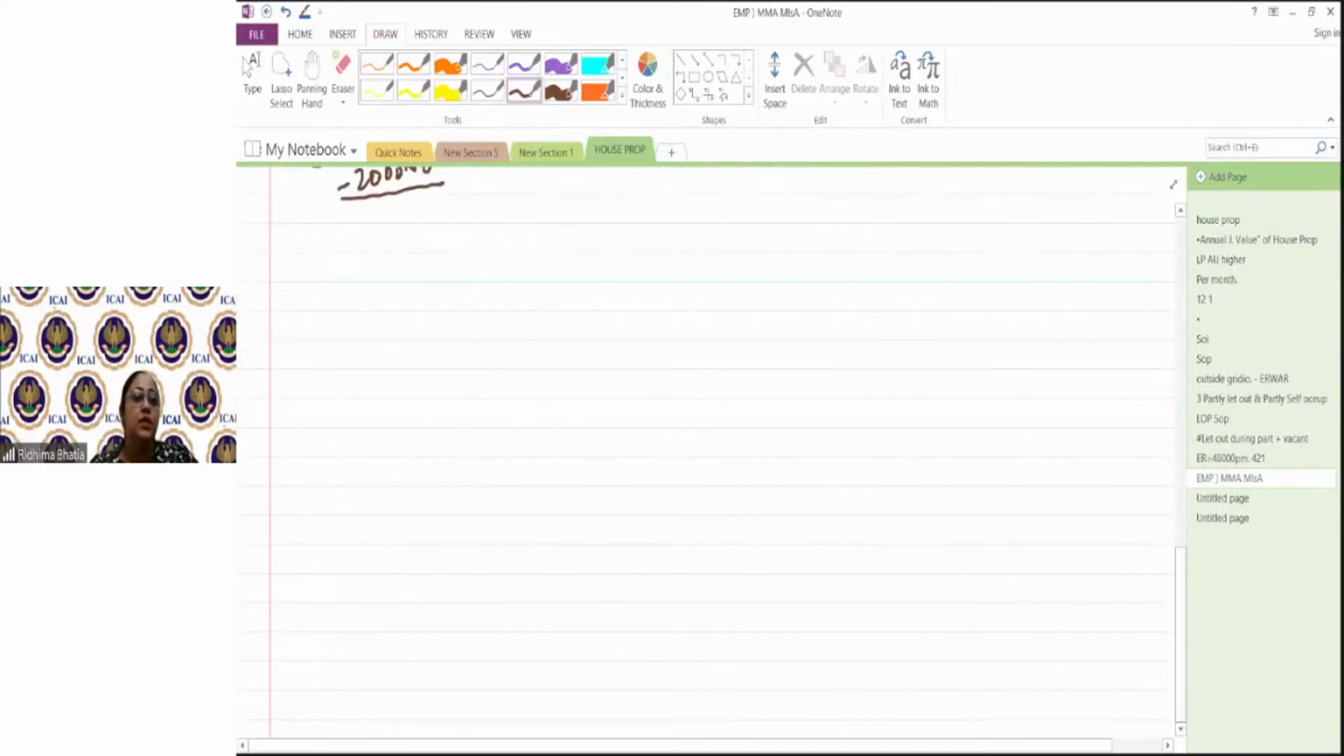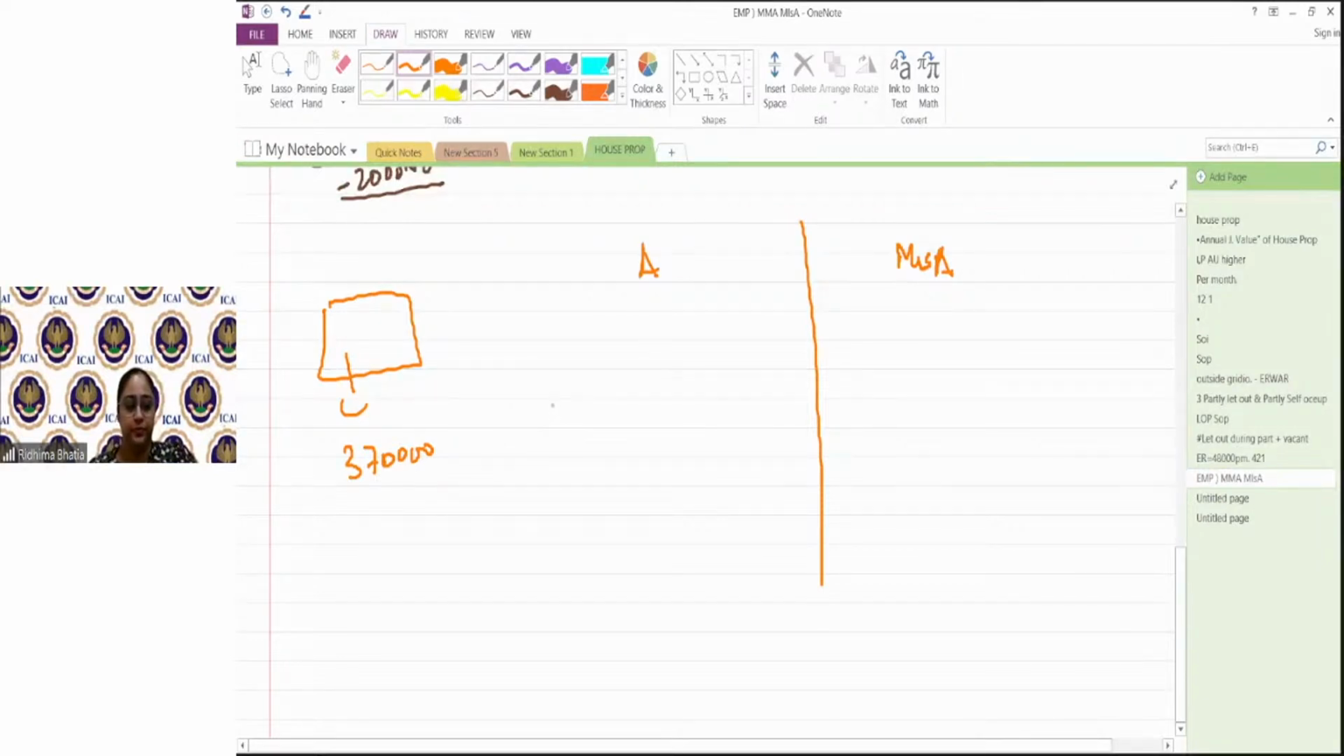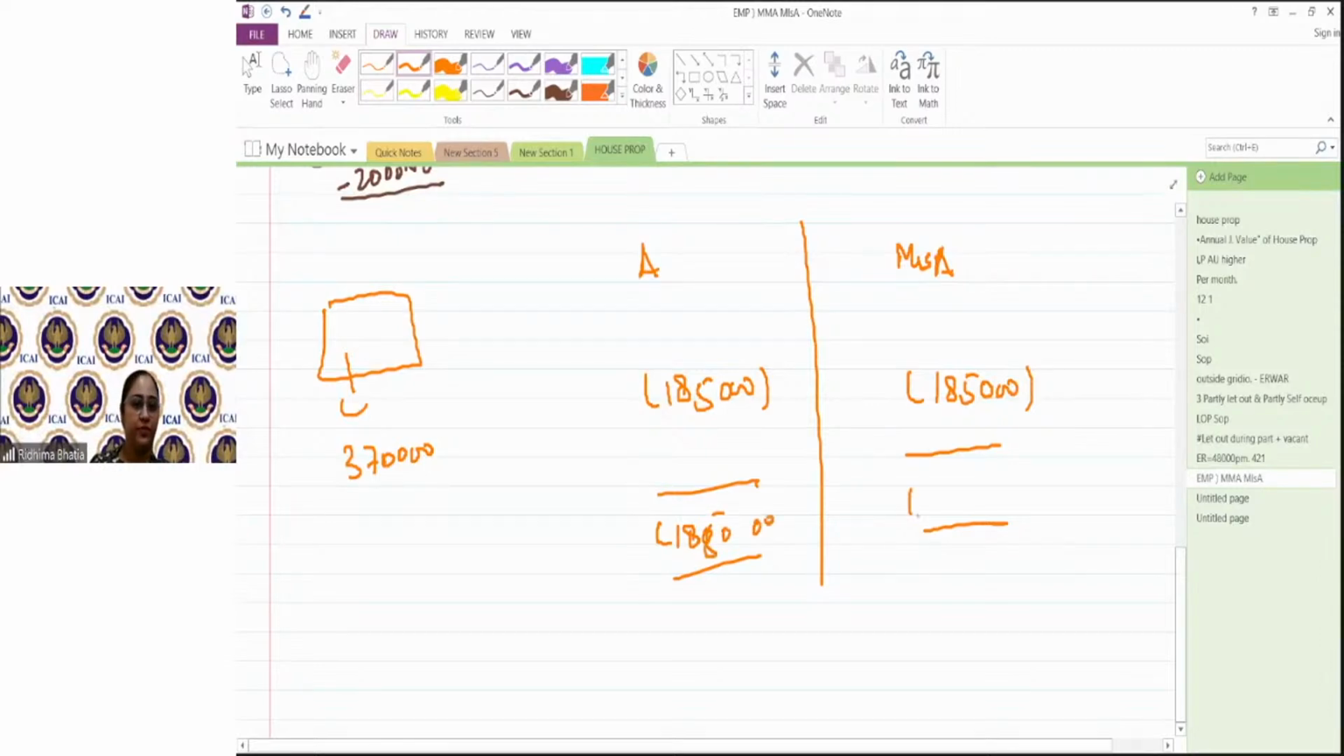Let's do one more example. Suppose the interest on the property is 3,70,000. Now what will happen? Mr. A and Mrs. A, the same thing would happen. Out of 370, what is the share of each? 185. So 185 would be allowed as deduction to Mr. A, and 185 would be allowed as deduction to Mrs. A as loss from self-occupied property, and 185 would be the income here, and 185 would be the income here.